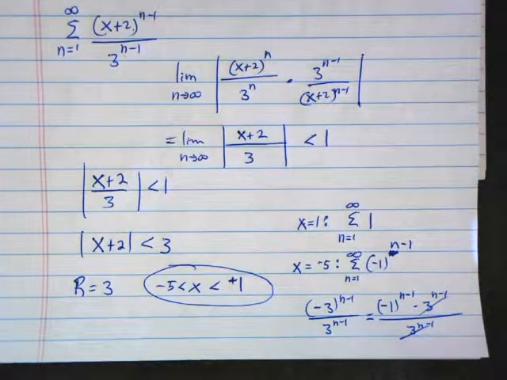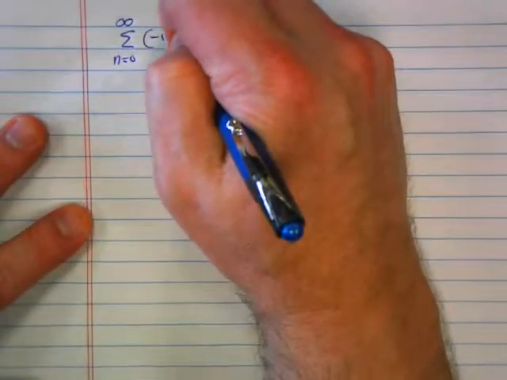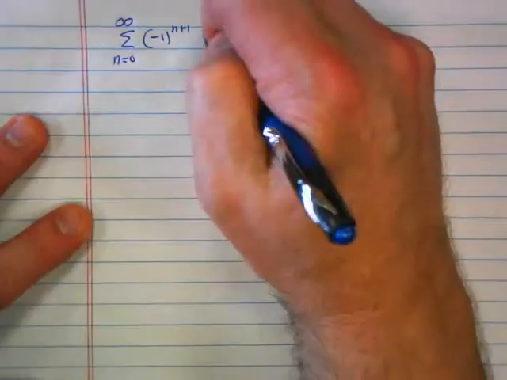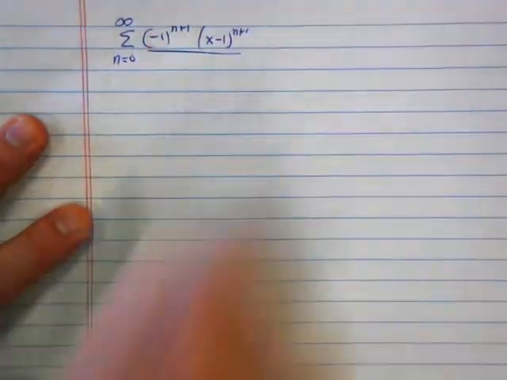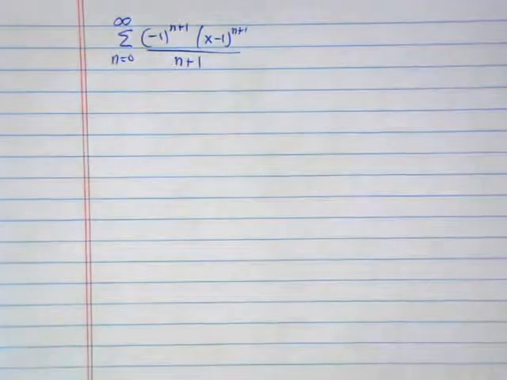Questions on that? All right, let's try one more of those. How about, oh, that looks like a fun one. The sum from n equals 0 to infinity of -1 to the n plus 1, x minus 1 to the n plus 1, divided by n plus 1. Lots of n plus 1s.